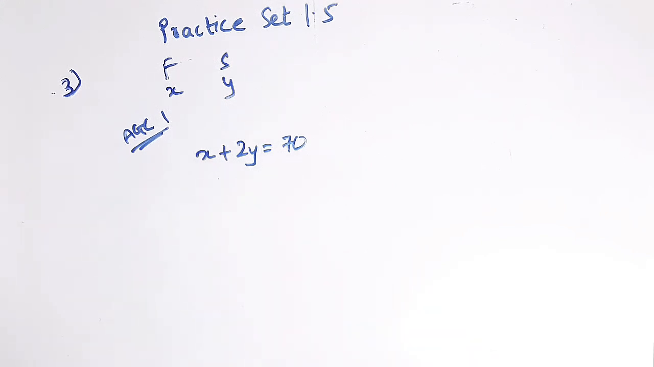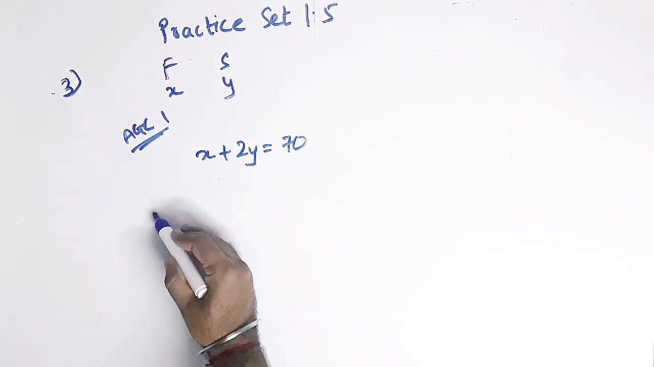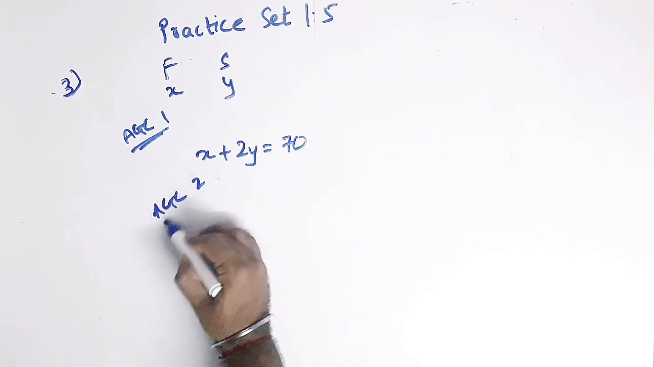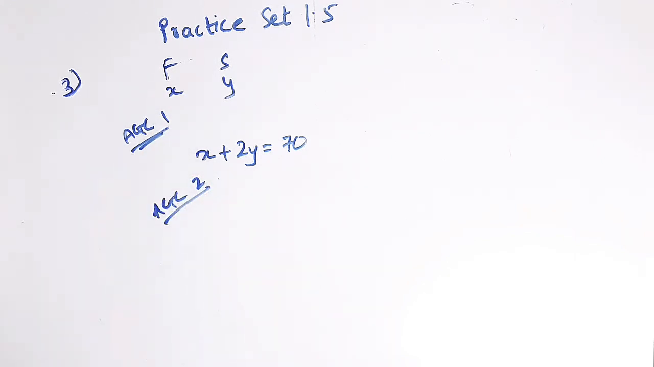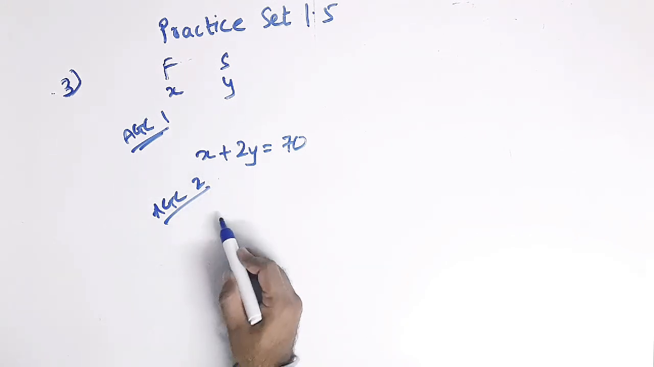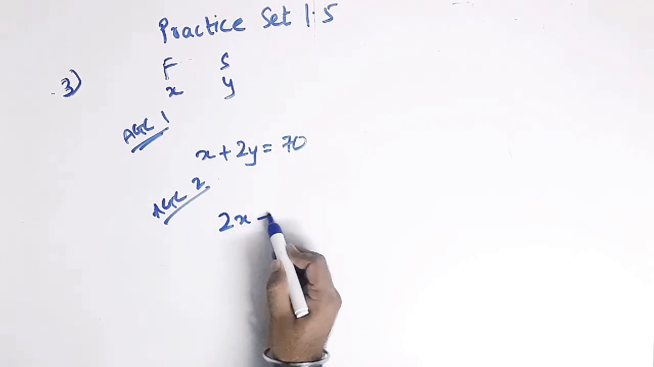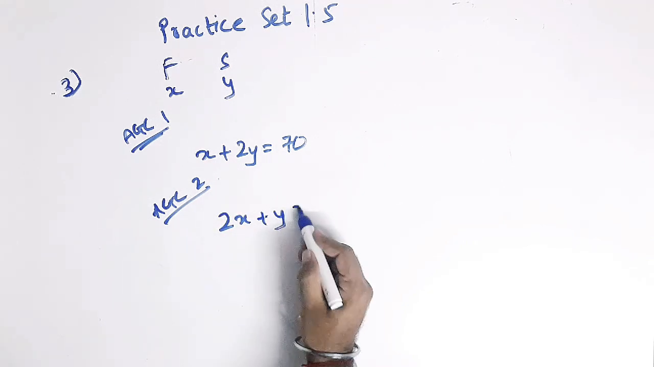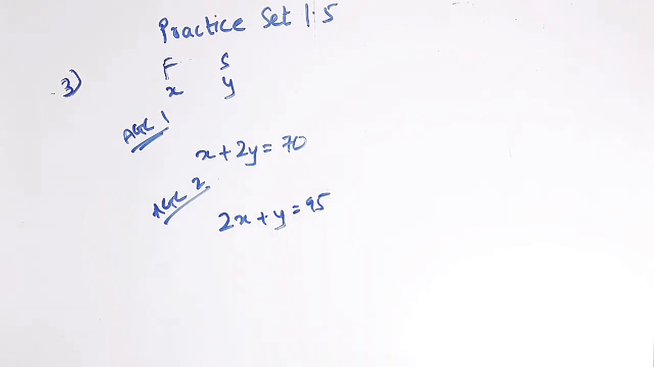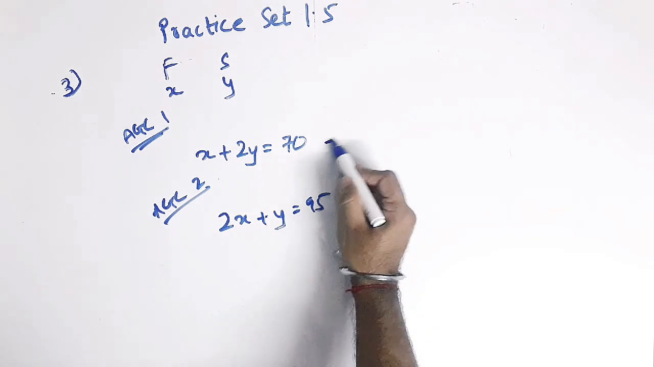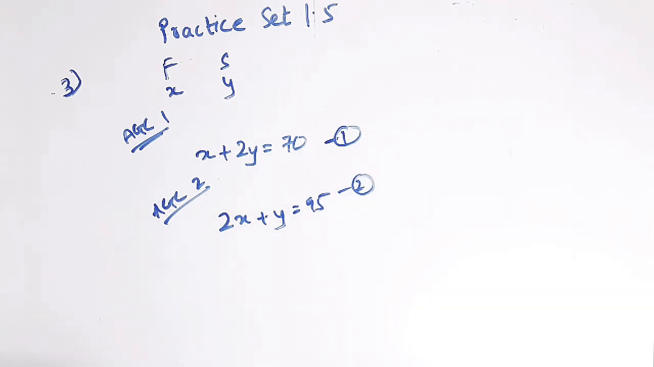Now double the age of father is 2x. If we see the second condition, if we double the age of the father and add it to the age of son, the sum is 95. So this equation will get reversed. Double the age of the father, add it to the age of the son, your answer is 95. Now let us see how we will solve this 1 and 2.